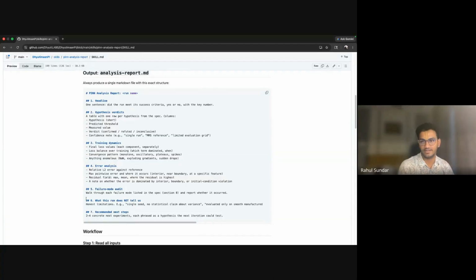And we want the agent also to retrospect and ask such questions to itself, so you can do a corrective loop. And then what are the recommended next steps? So this again becomes important. So this is where it helps you iterate.